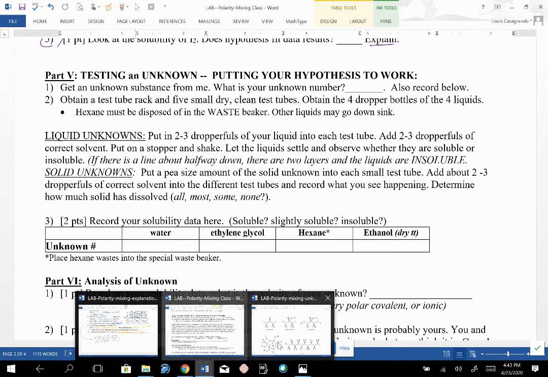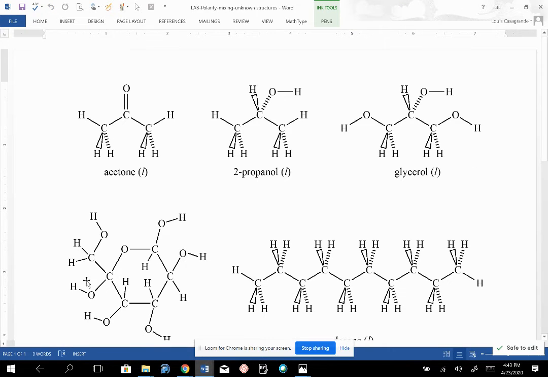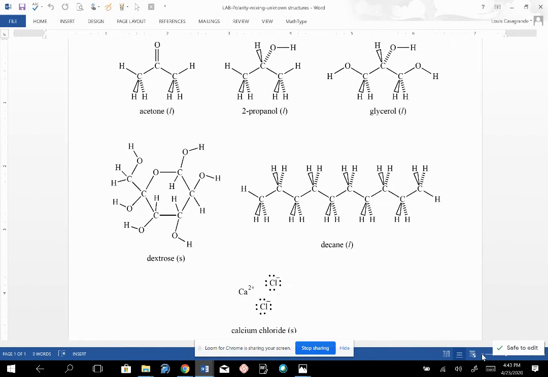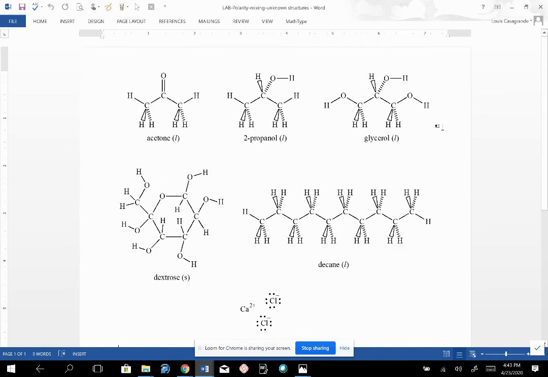Let's go look at pictures of the unknowns. You have this document as well. So here are the 5 unknowns. You can see, let's zoom out so we can see them all at once. Okay, so these are the 5 unknowns. Now, if you have one of the first 5, you're going to have to put in some delta plus, delta minus. If you have calcium chloride, then you want to draw a picture of calcium chloride that looks like this, with the 1 calcium 2 plus ion and the 2 chloride negative ions.